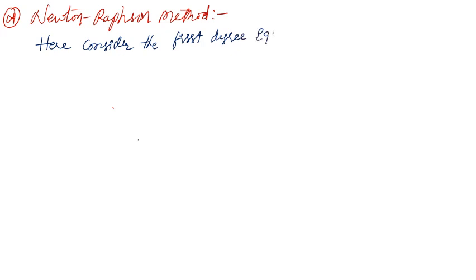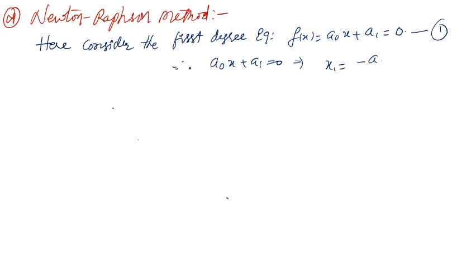Newton Raphson method. Okay. Now here consider the first degree equation, f of x equal to a naught x plus a1 equals to 0. Therefore a naught x plus a1 equals to 0, take this as 1, implies x equal to minus a1 by a naught. This is equation 2.